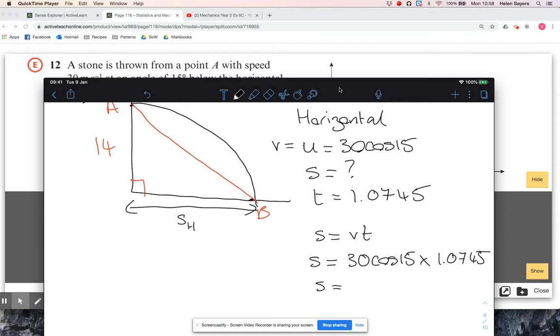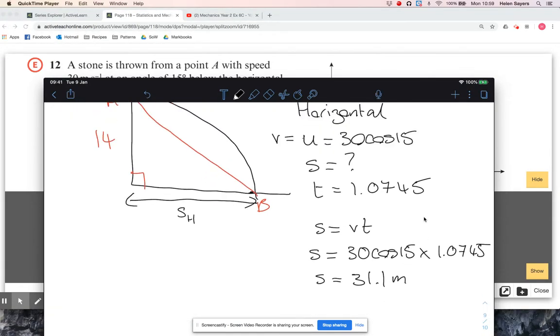Okay, let's try again. Right, 1.0745 times 30 cos 15. I know that's not the final answer, is it? Right, so that's giving me 31.1 meters, let's say. But in fact, I'm not going to clear that answer from my calculator.